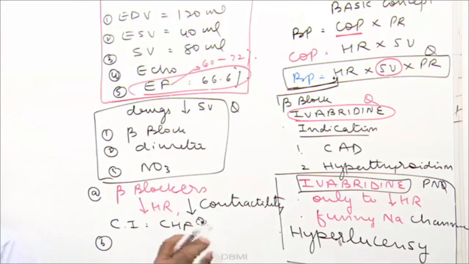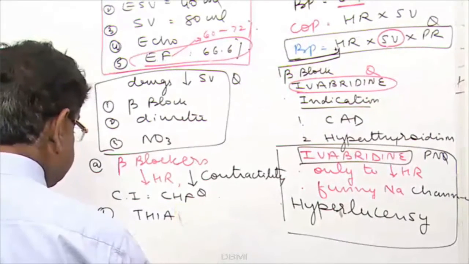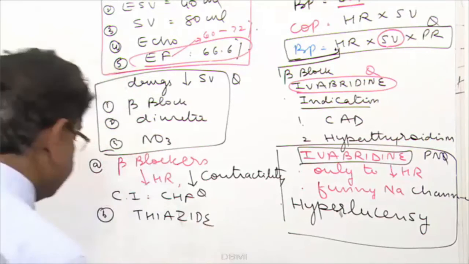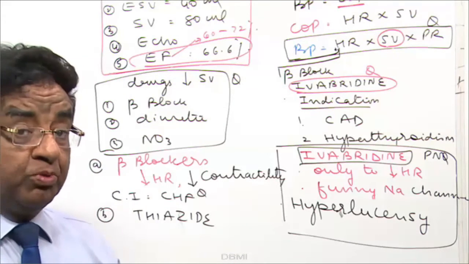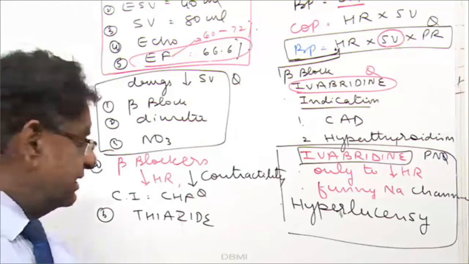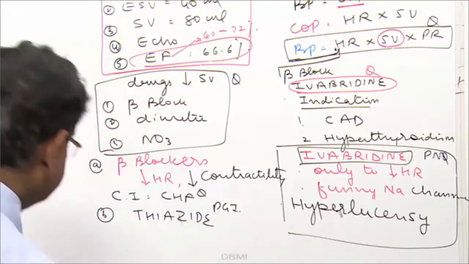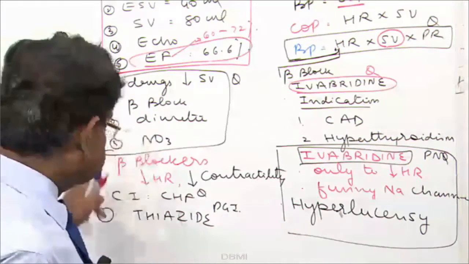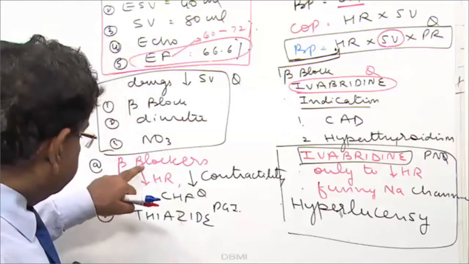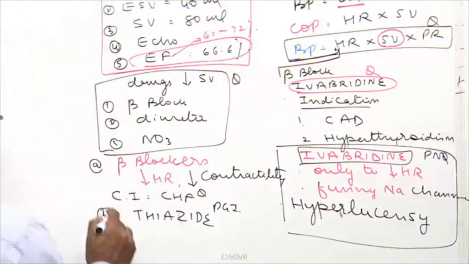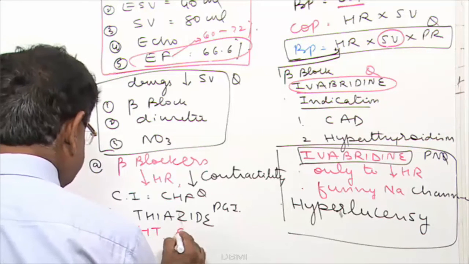Diuretic, the most common diuretic used in hypertension is thiazide. This question came in this year's May PGI exam: which of the following diuretics is used most commonly in hypertension? Thiazide. This is the latest question from PGI Chandigarh, this May exam. But remember, diuretics are the drug of choice in heart failure, but beta blockers are contraindicated. So thiazide we use in hypertension, and we also use it in congestive heart failure.